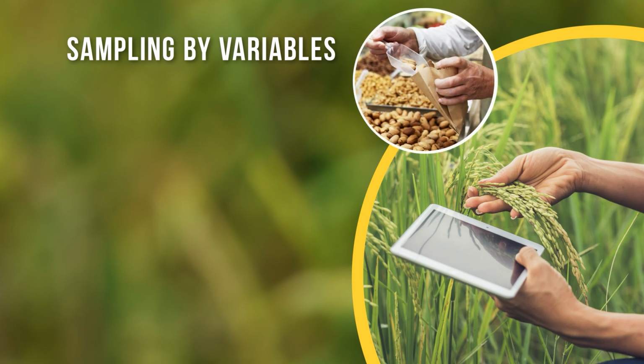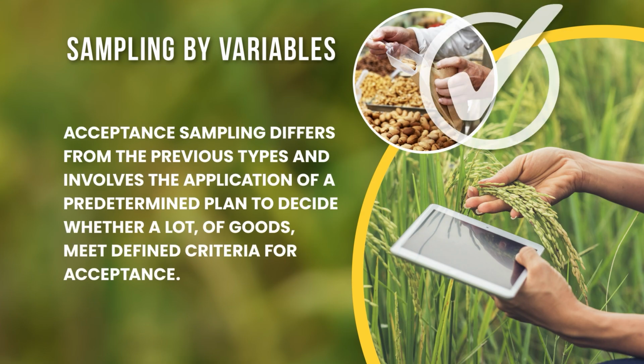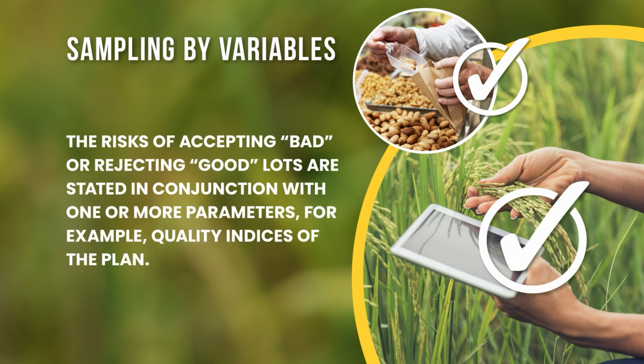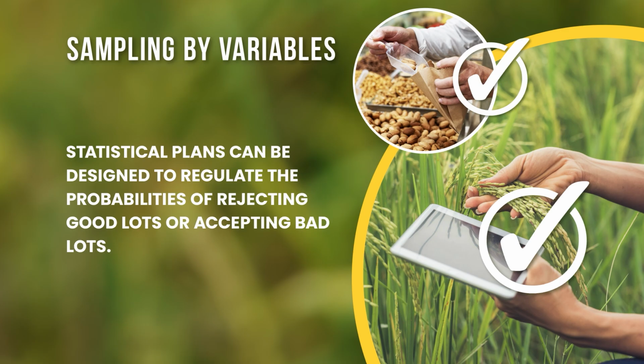So acceptance sampling differs from the previous types and involves the application of a predetermined plan to decide whether a lot or goods meet defined criteria of acceptance. The risks of accepting bad or rejecting good lots are stated in conjunction with one or more parameters, for example, quality indices of the plan. Statistical plans can be designed to regulate the probabilities of rejecting good lots or accepting bad lots. Remember, rejecting good lots is a vendor risk, accepting a bad lot is a consumer risk, and it has to be kept in mind while carrying out the sampling.